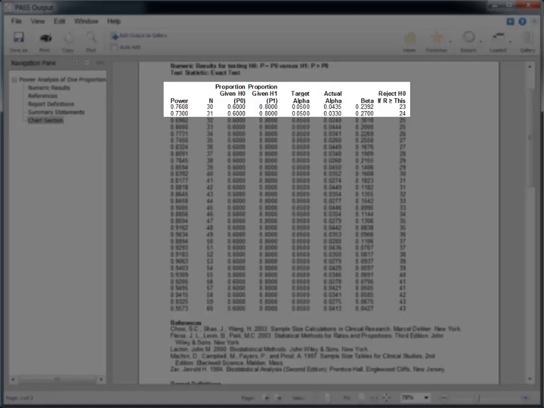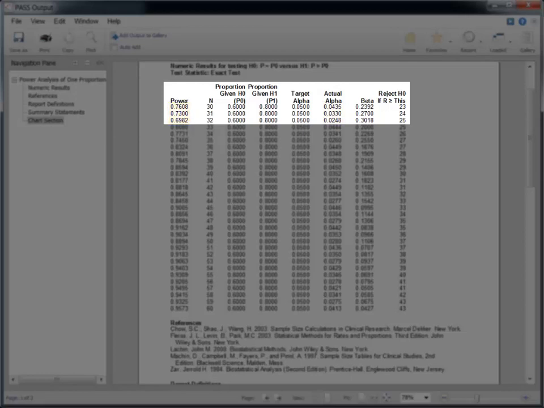For a sample size of 31, however, the actual alpha is only 0.0330, and the resulting power is 0.73. In this case, the power decreased, even though the sample size increased. This is due to the limited rejection region that is available for a sample size of 31. Going to a sample size of 32, the actual alpha is lower still, and the power is also lower.